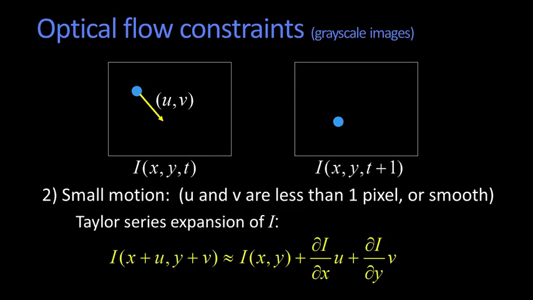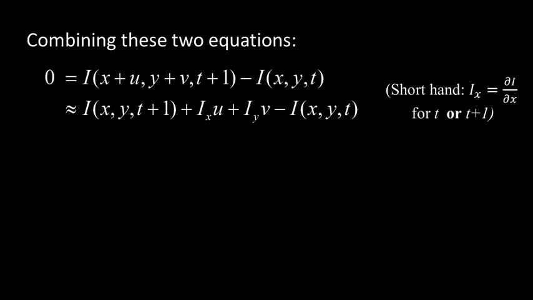Then we say that it's an approximation. So we say that I(x plus u, y plus v) is approximately the original image plus the gradient in x times delta x plus the gradient in y times delta y, or v. Okay, so now I've got these two equations. I can combine them. The first one is obvious. This is the original brightness constancy equation. The second one, after I substitute in the Taylor series expansion, there's a little sleight of hand going on.